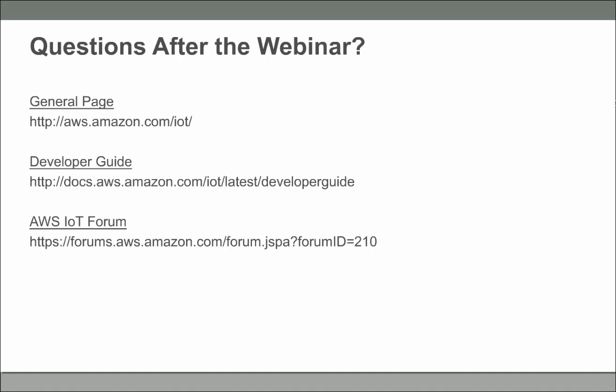Questions after the webinar ends, we're going to go into a live Q&A session here pretty soon. But afterwards, if you have questions, here's some web information. Of particular interest is the AWS IoT forum. That forum is watched by engineers such as me and the moderators here in the room. So it's a great way of getting access to actual AWS IoT engineers if you have problems getting started, if you have specific questions, feature requests. That's a great resource.